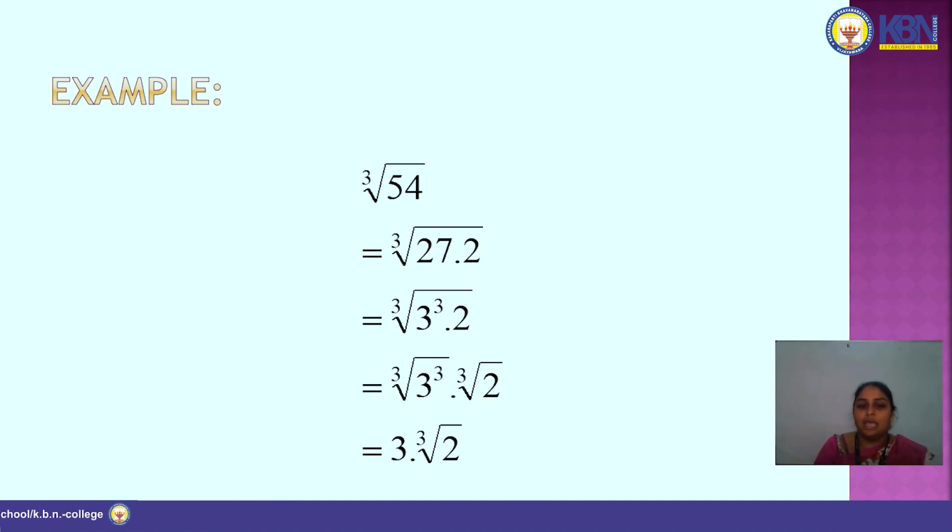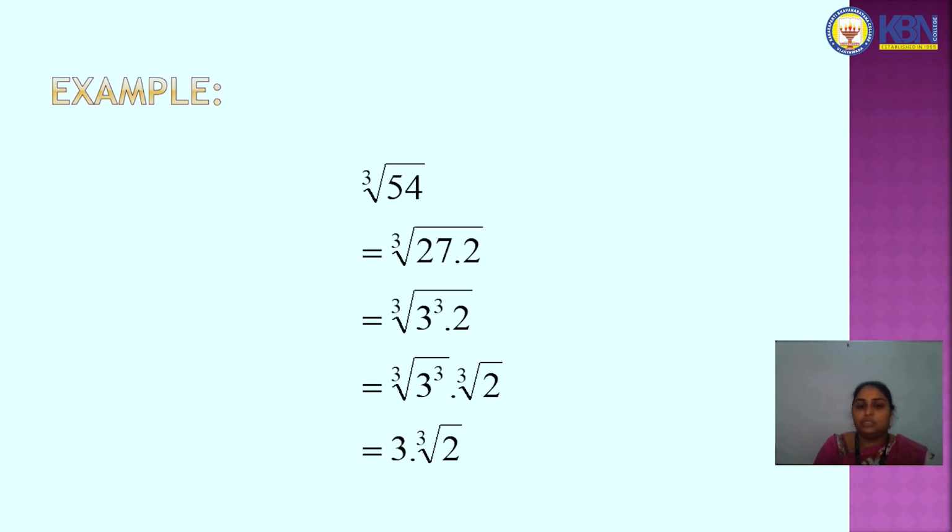Here we used the formula nth root of ab can be written as nth root of a into nth root of b. By using that formula, we have separated the terms. Then we get cube root of 3 cube into cube root of 2. And here we use the formula nth root of a power n. Nth root of a power n means a power n by n. Then n gets cancelled, then we get the value only a. Here in place of n we have 3. By using that formula, cube root of 3 cube can be written as 3 into cube root of 2. Therefore, cube root of 54 can be written as 3 into cube root of 2.